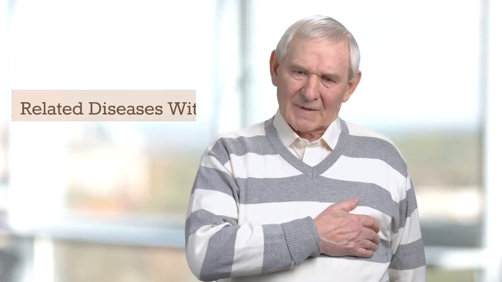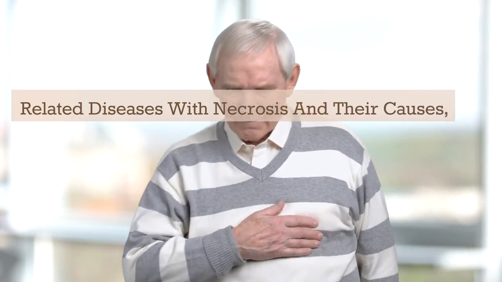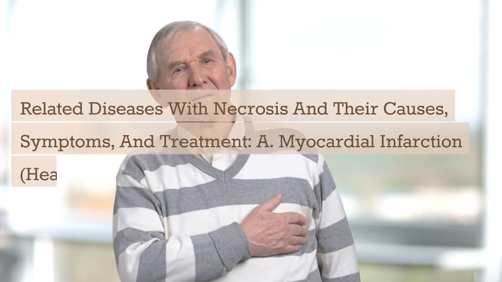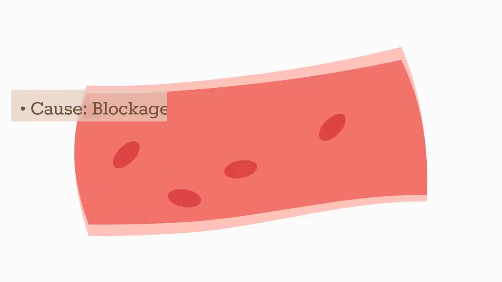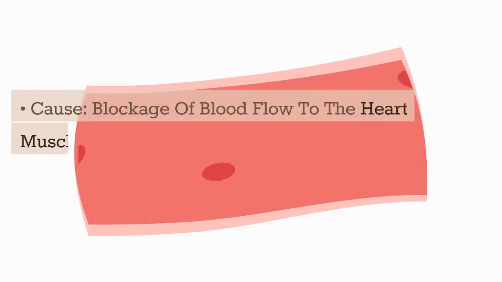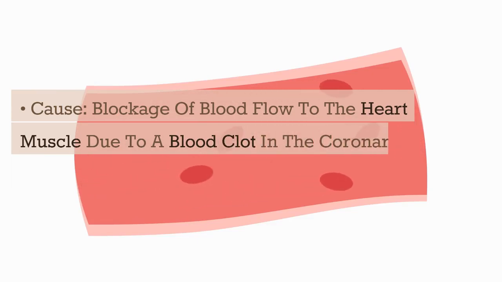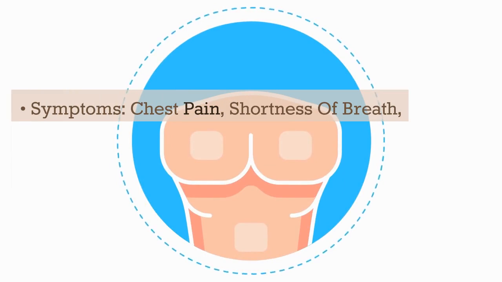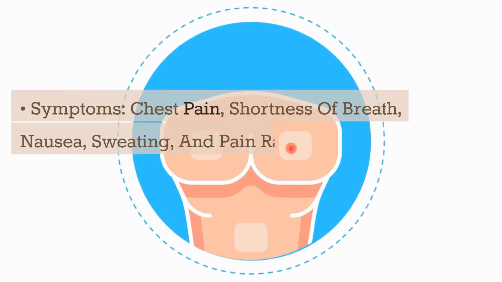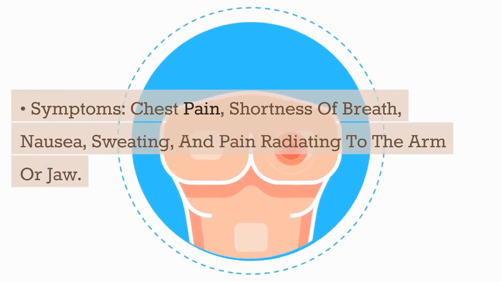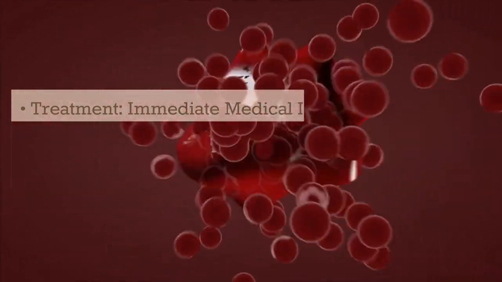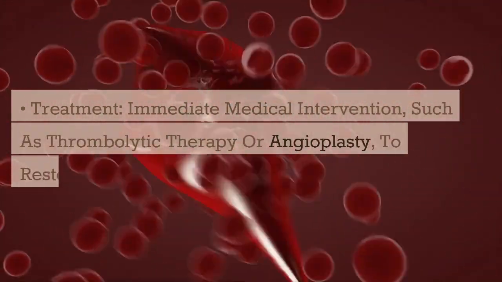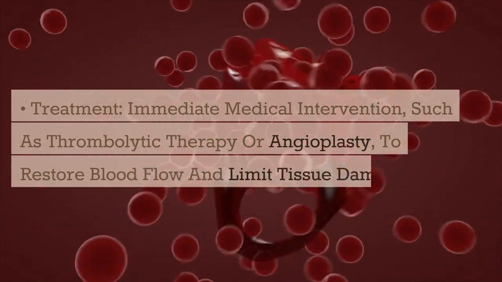Related diseases with necrosis and their causes, symptoms, and treatment. a. Myocardial infarction, heart attack. Cause: blockage of blood flow to the heart muscle due to a blood clot in the coronary arteries. Symptoms: chest pain, shortness of breath, nausea, sweating, and pain radiating to the arm or jaw. Treatment: immediate medical intervention, such as thrombolytic therapy or angioplasty, to restore blood flow and limit tissue damage.